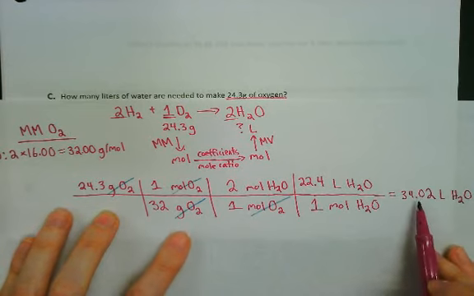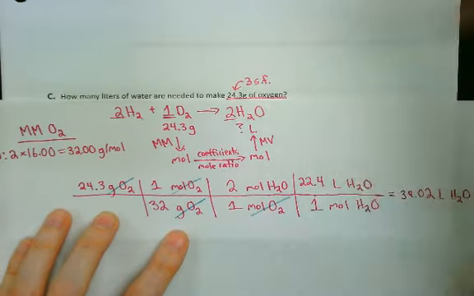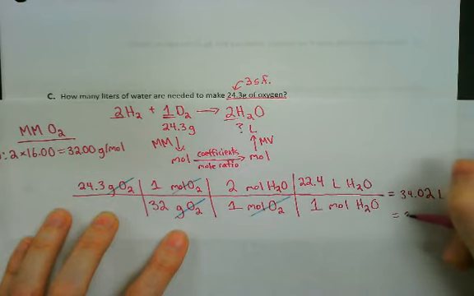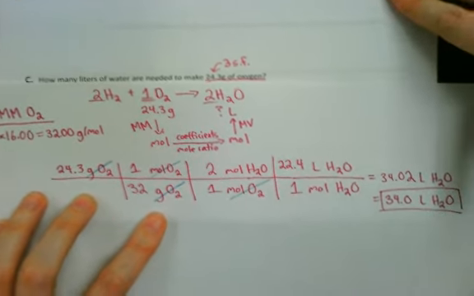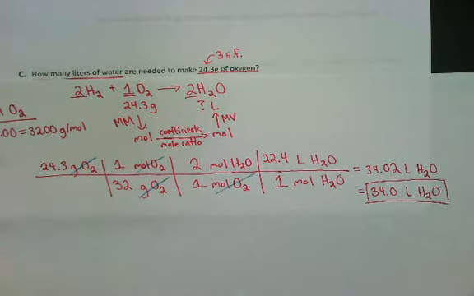But hopefully you caught that our given had 3 significant figures. So you're going to have to round this to 3 significant figures as well, which is 34.0 liters of H2O. Our final answer. There's your final answer there.